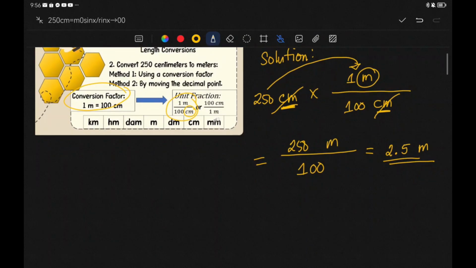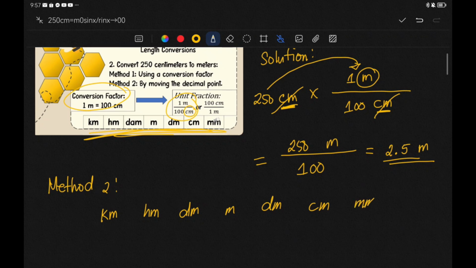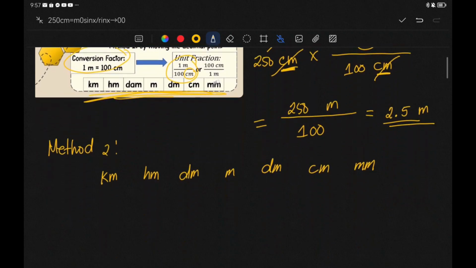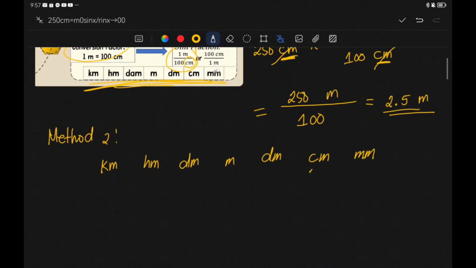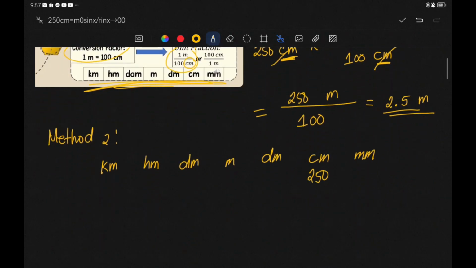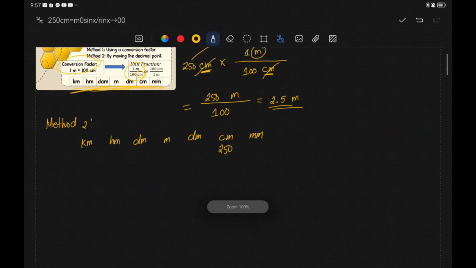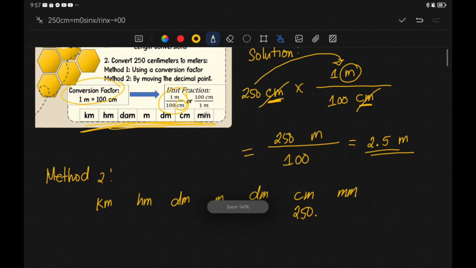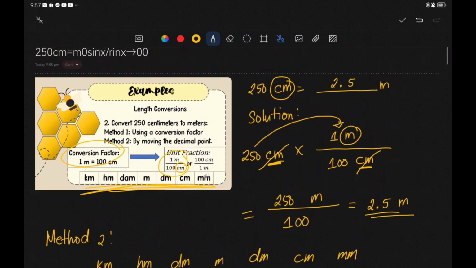Now, for method 2, we are going to use this table. Kilometer, hectometer, decameter, meter, decimeter, centimeter, and millimeter. Now, again, we are starting from centimeter, 250 centimeters. So, the given is 250. Now, the decimal point for this one is at the last, after the last number, which is 0. So, the decimal is there. We are moving towards meter.